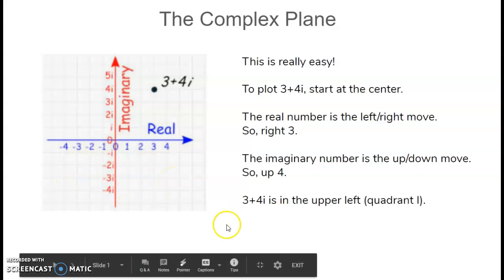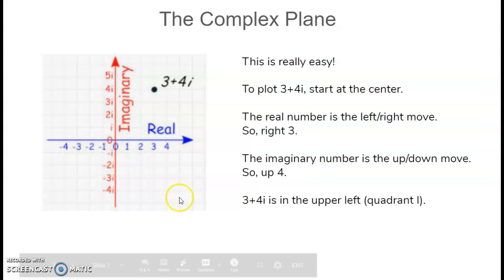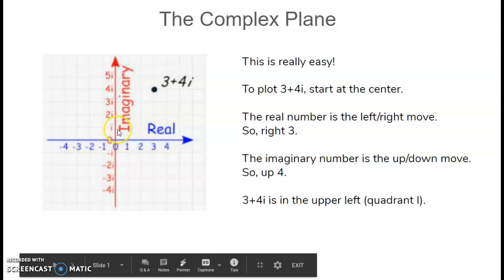So on the next slide, there's going to be 4 problems for you to do. Try them out, check them. Of course, if there's negative numbers, you would move to the left on the real axis or down on the imaginary. Check them out, give them a whirl.